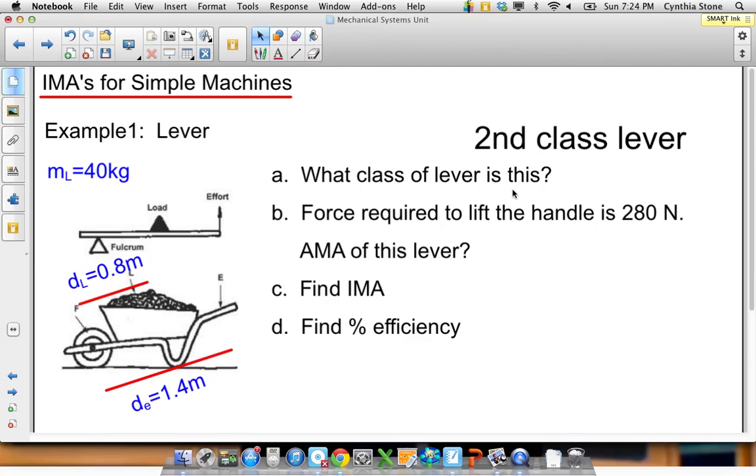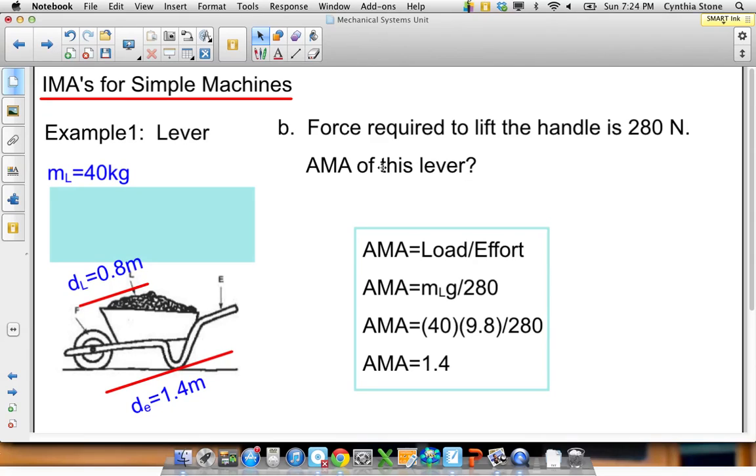And then we're given FE. We want to find AMA, IMA, and efficiency. First of all, looking at AMA. AMA is load divided by effort, forces, and we know our effort force is 280, so that goes on the bottom. The load force is the mass of the load times 9.8, so 40 times 9.8 divided by 280, so 1.4.